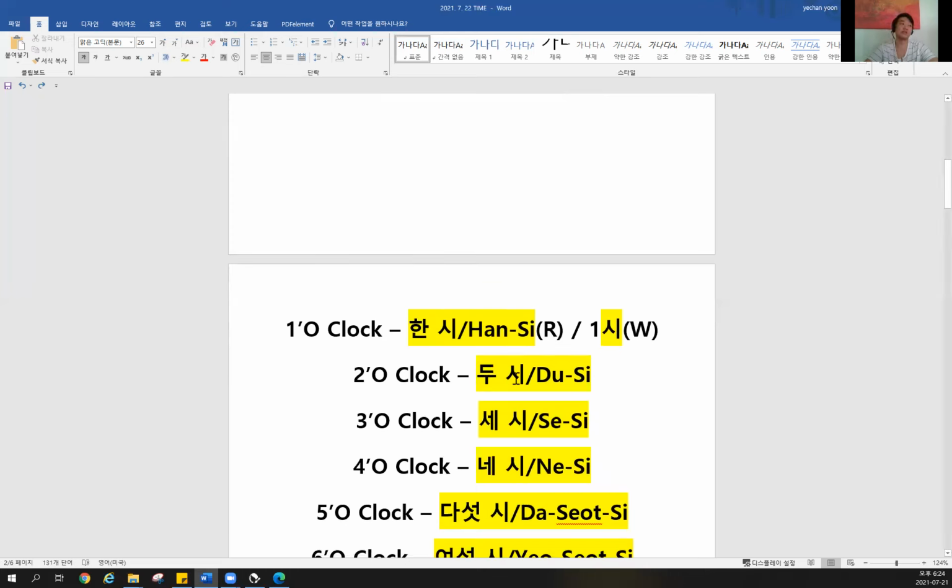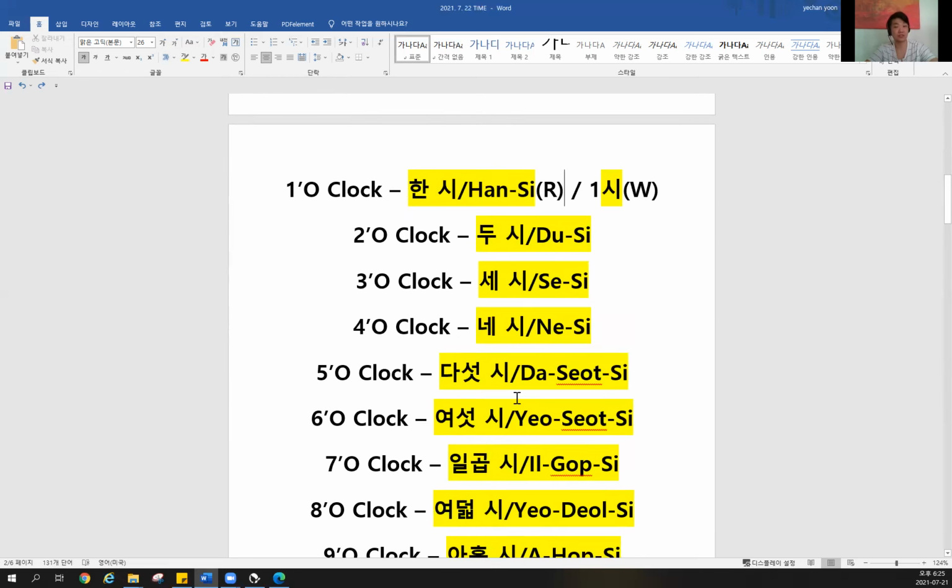How about 2 o'clock, guys? Not 둘 시. Using the changing form, this is going to be 두 시. All right. 3 o'clock, how can we say it, guys? 세 시, not 셋 시. Using the changing form, 세 시. How about 4 o'clock? 네 시, not 넷 시. Okay, from 5 to 10 it's the same, but we're still going to pronounce it. You can practice with me. 5 o'clock is 다섯 시.